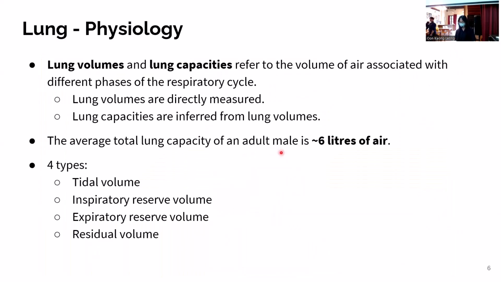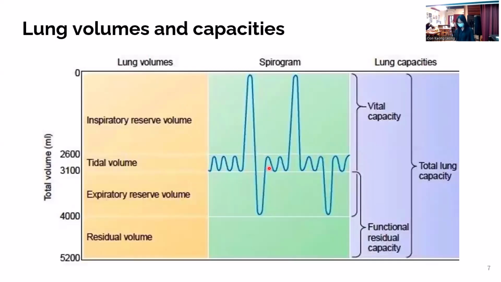So there will be lung volume and lung capacity, which refer to the volume of air associated with different phases of the respiratory cycle. There are 4 types. The total capacity for an adult male is about 6 liters, and for a female about 4.5 liters of air. This is the diagram for lung volume and capacity. When we are breathing normally, it's about 500 milliliters of air.